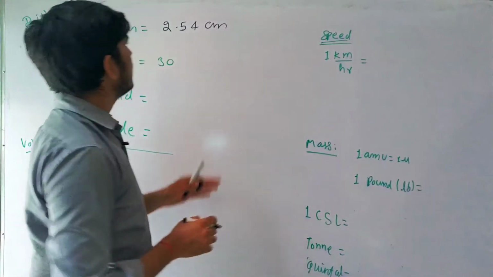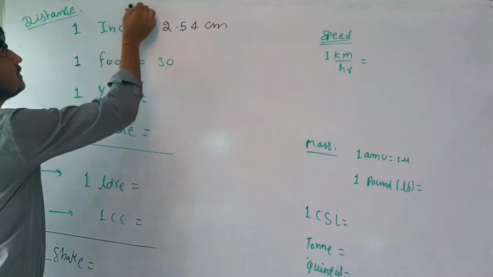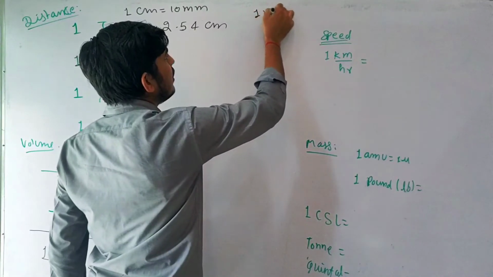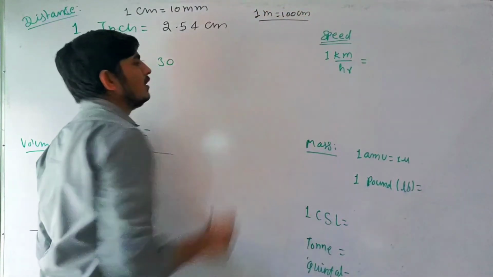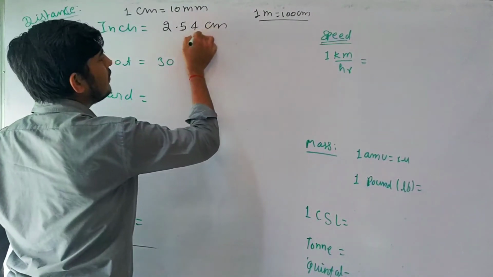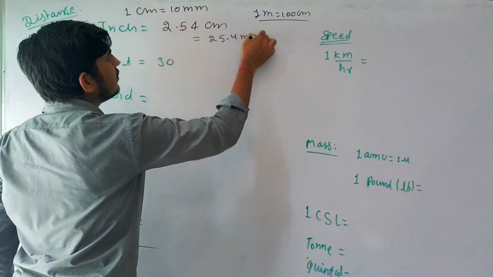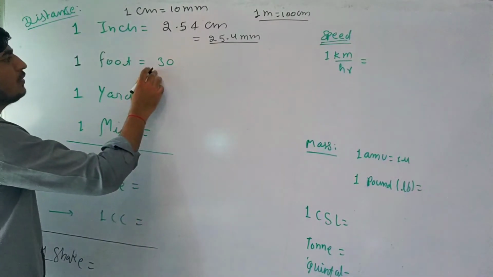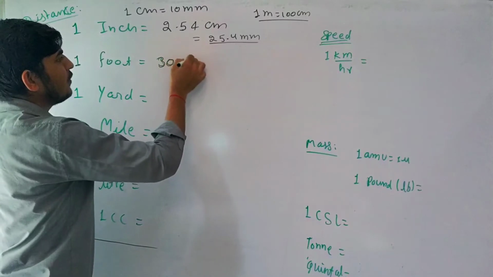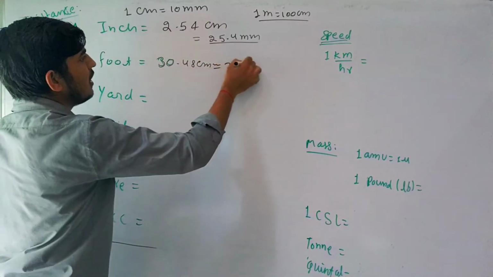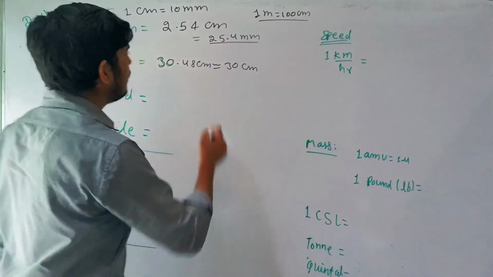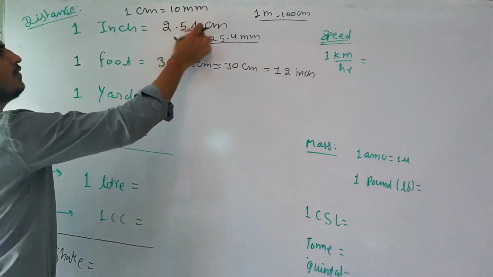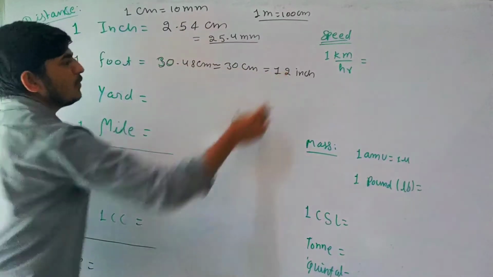Got the point? If we want to convert it in mm, you know 1 centimeter is equal to 10 mm, and 1 meter is equal to 100 centimeter. I think you remember this. If you want to convert this in mm, then it will be 25.4 mm. 25.4 mm is 1 inch. Got the point? Yes, very good. Now 1 foot, that is 30.48 centimeter, approx 30 centimeter, or if you want to convert it in inch, it will be equal to 12 inch. Divide by 2.54 centimeter, you will get almost 12 inch.